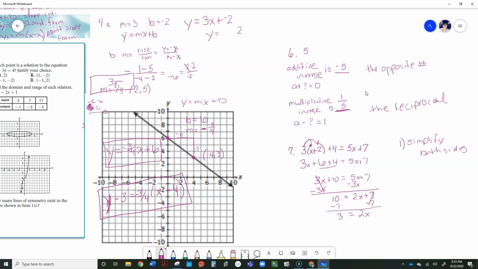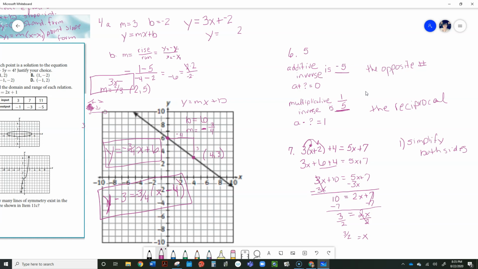My x is still not by itself. That's what I mean by solve. I mean isolate the variable. So I'm going to do the opposite of 2 times x. What's the opposite of multiplying by 2? Dividing by 2. So I'm going to divide both sides by 2, and x comes out to be 3 over 2.